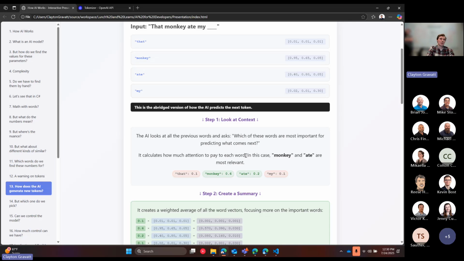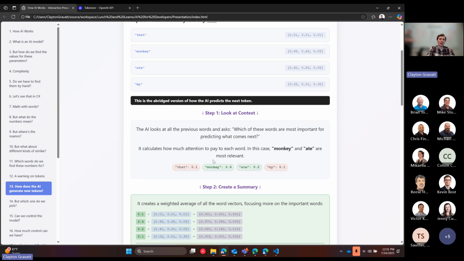So in this case, it's done some calculations, it's done some multiplications against both these embeddings that it knows, and there's probably some other parameters that it's learned along the way in order to do this. This is like our price per square foot, other parameters it's learned. And it's done some multiplications and it's figured out that "monkey" and "ate" appear to be the most important tokens in this sentence. Not that "that" and "my" aren't important, but it's tried to figure out, all right, in all these tokens, which ones should I pay the most attention to? And it's given some attention score to those.